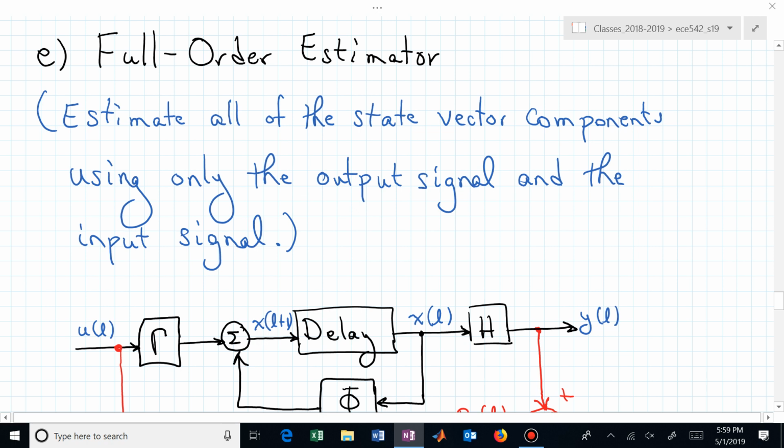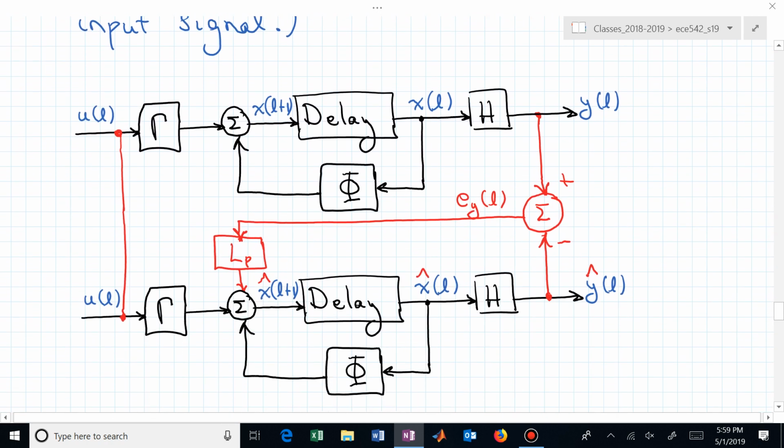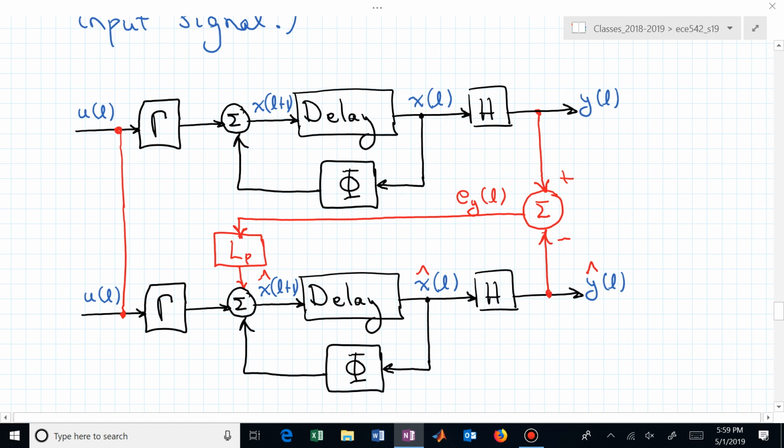We're trying to build an estimator. A full order estimator means we're trying to estimate every one of these 10 components in our state vector x, which we're going to call x hat. And how are we going to do that? Well, we're going to pull out the copy machine and just copy what we've already created. So up top, we have this original system. Down below, we've just copied that same representation.